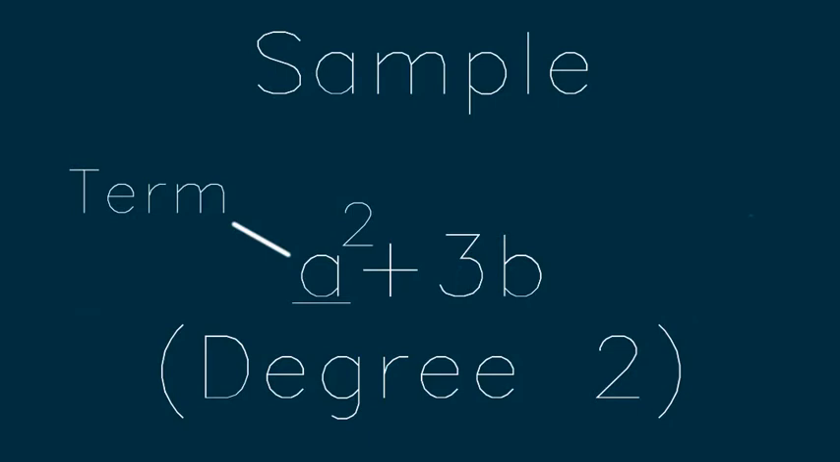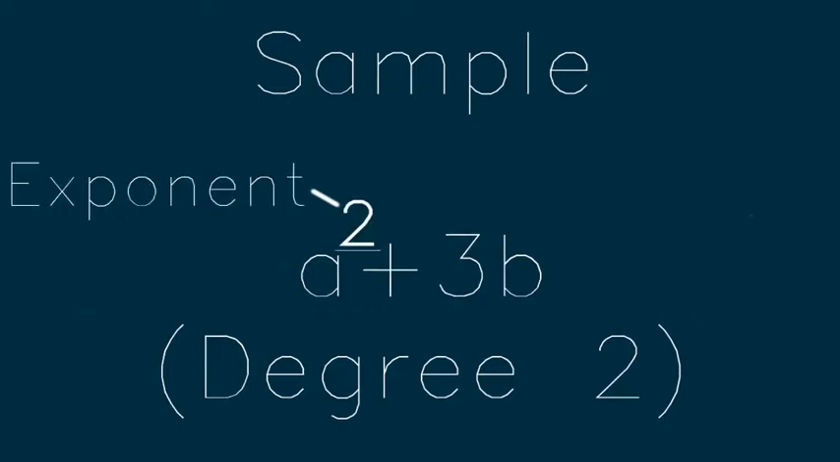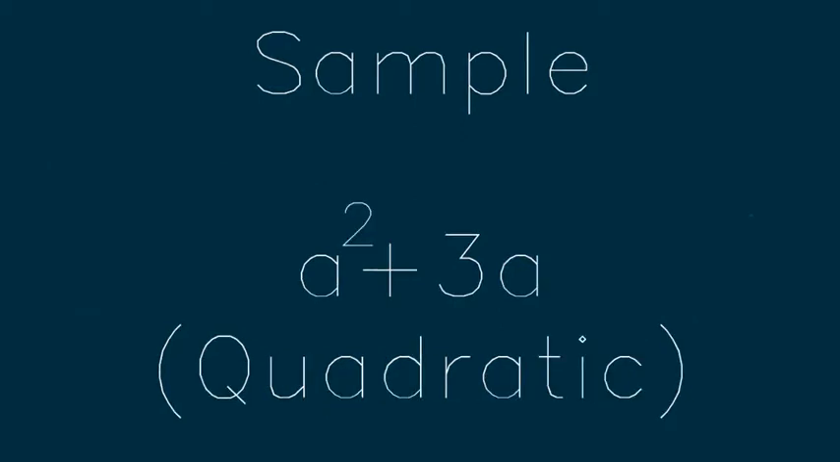Okay, and a and b are expressions with the squared being the exponent over here. So that is how you check out what the degree of a term is. And a degree 2 term is called a quadratic term.